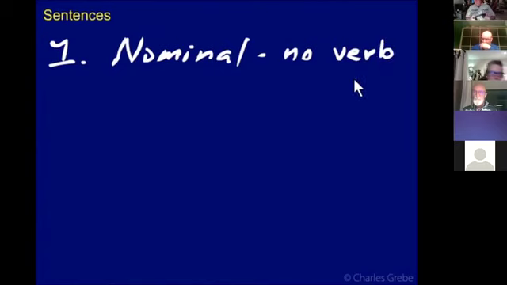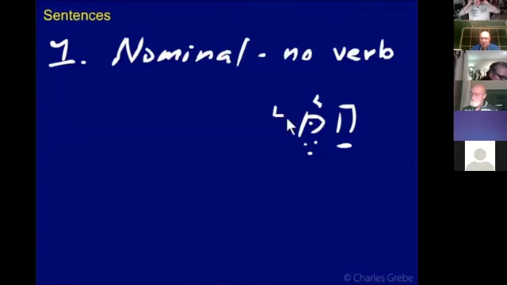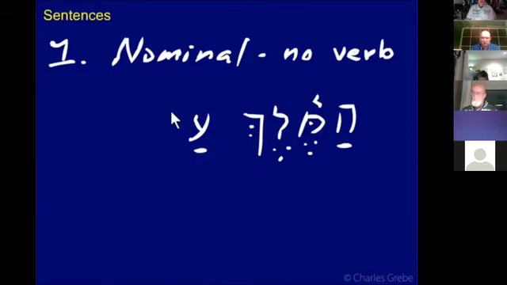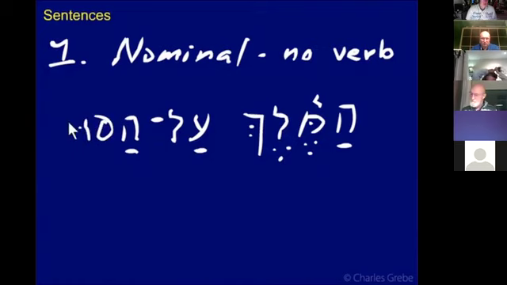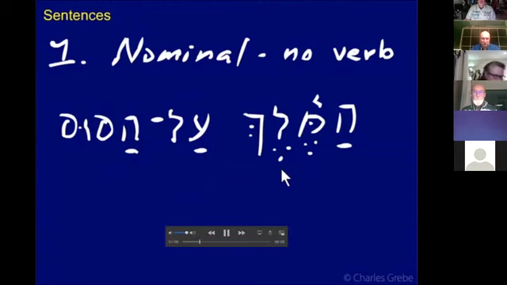And so let me write one down. HaMelech, the king, al hasus. Okay, we know sus, right? Sus is horse. This is the definite article. So, HaMelech al hasus. There's no verb there. Literally, it's just the king on the horse.